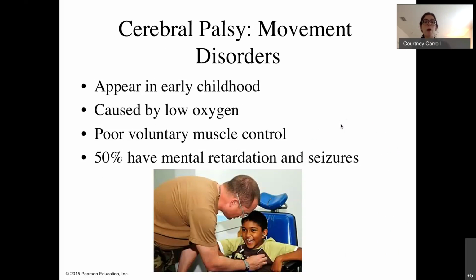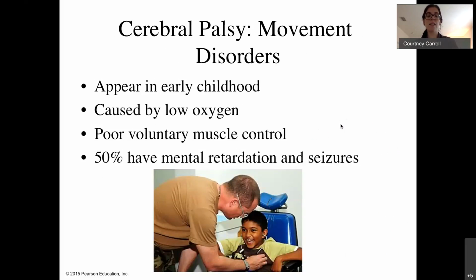Okay, so let's talk about one last developmental disorder. This is cerebral palsy. It's a large group of movement disorders, all fall under cerebral palsy. They appear in early childhood, and you'll see with these kids, they have very poor voluntary muscle control. So their motor neurons are not connecting well to their skeletal muscles. 50% of them also will have mental retardation and seizure disorders.